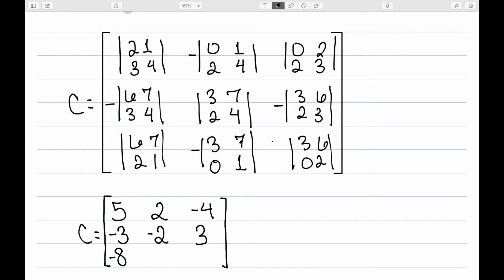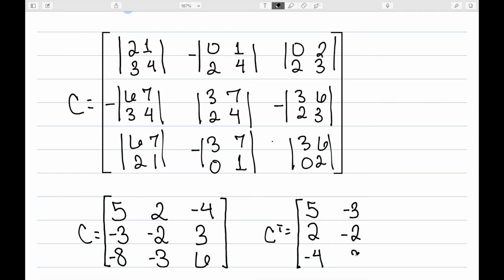3 times 1 is 3, minus 0, so 3, and then we have the negative sign, so -3. And then 6 minus 0 gives 6. So now we have C. To actually find the inverse, we need C transpose. So we'll switch the rows and columns. The first column is 5, 2, -4. Second column, -3, -2, 3. Third column, -8, -3, 6.